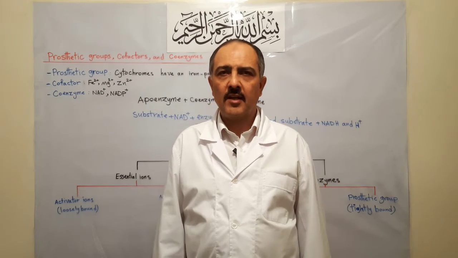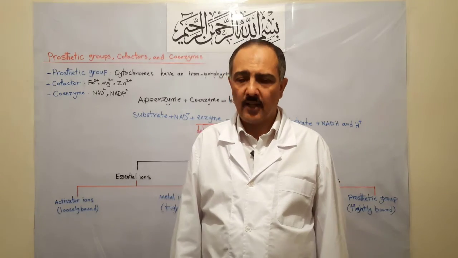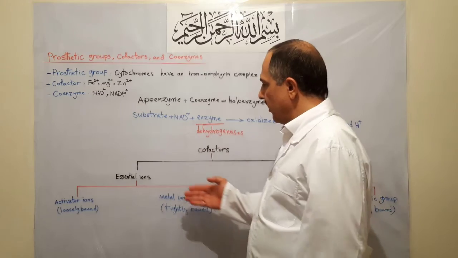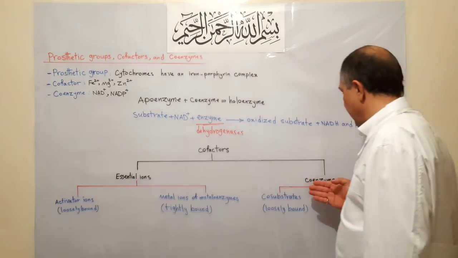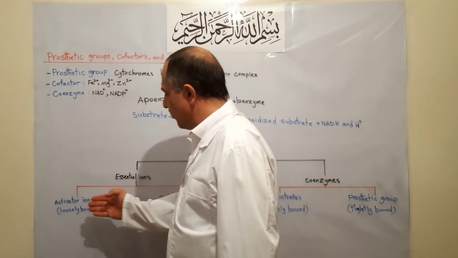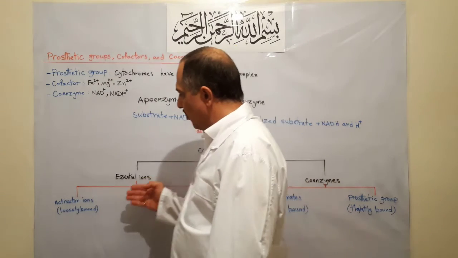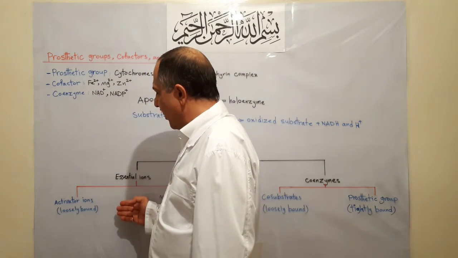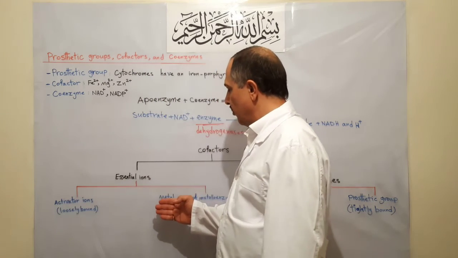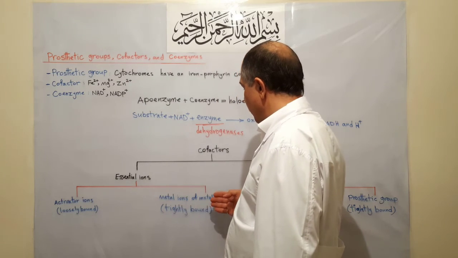At the end of this class, I draw your attention to the summary of what I said in this class. Cofactors are either essential ions or coenzymes. Essential ions are either loosely bound or tightly bound to enzymes. Those that are loosely bound to enzymes are called activator ions, and those that are tightly bound to enzymes are metal ions of metalloenzymes.